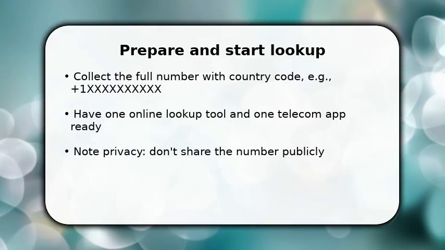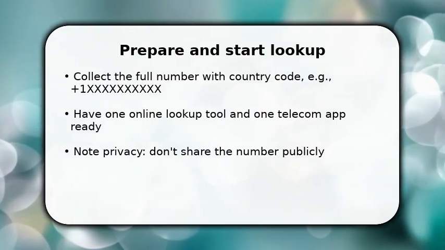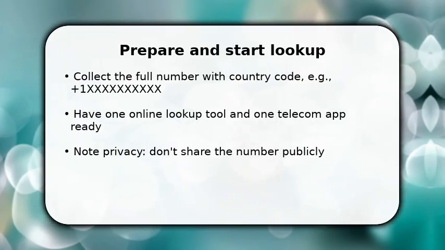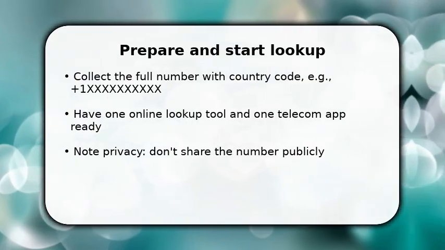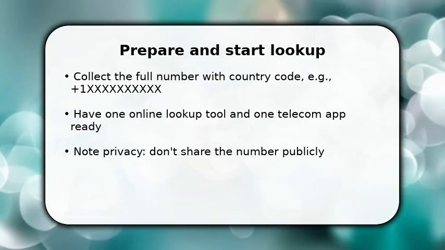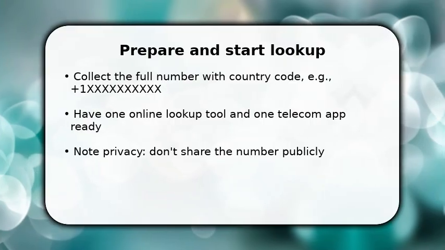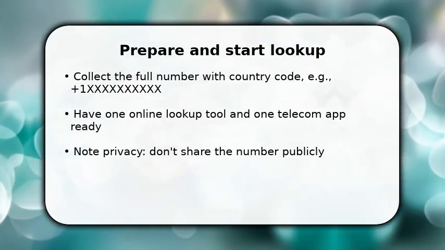You now have the number and country code. Start with an authoritative lookup. Enter the full digits into a telecom or number info tool and observe the carrier field. Once done, cross-check with a second service or a carrier lookup app to confirm. If the tool asks for location or type, supply only necessary country info.